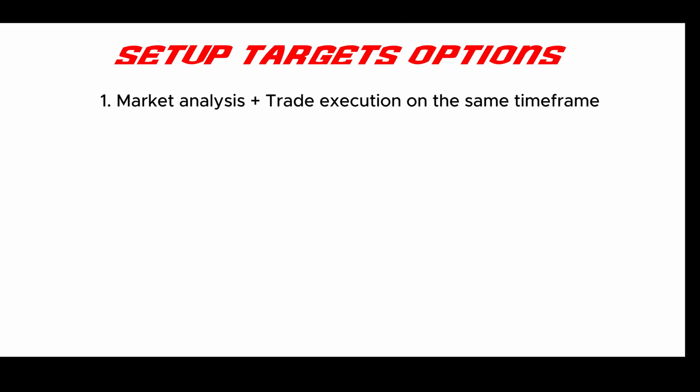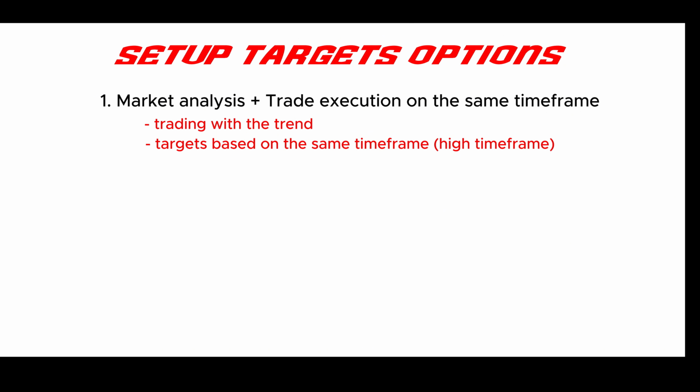We do the analysis compared to the time frame we execute the trade. We have the first option: market analysis and trade execution are done on the same time frame. In this situation, it is often best to trade with the trend and place the take profit and stop loss based on the same time frame we're doing the analysis on. This is the simplest scenario and is used by most traders.